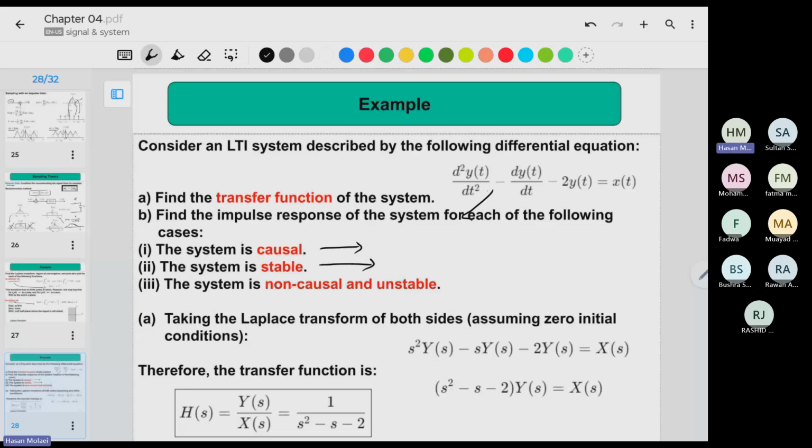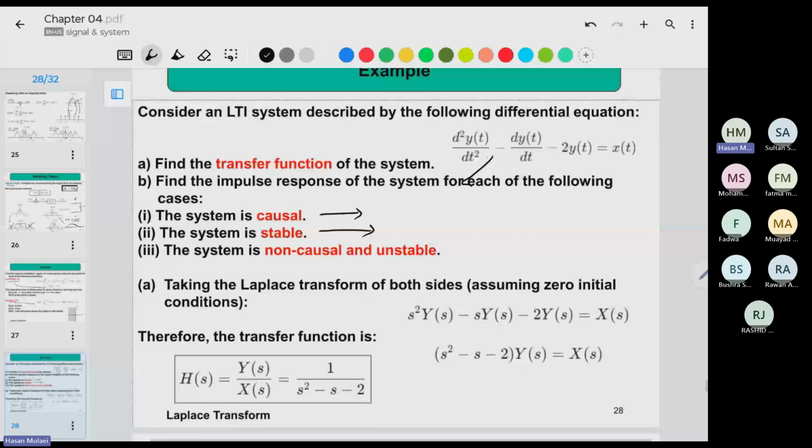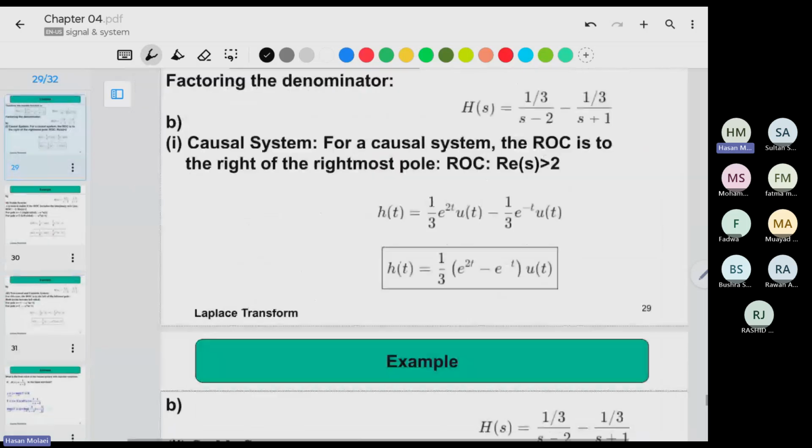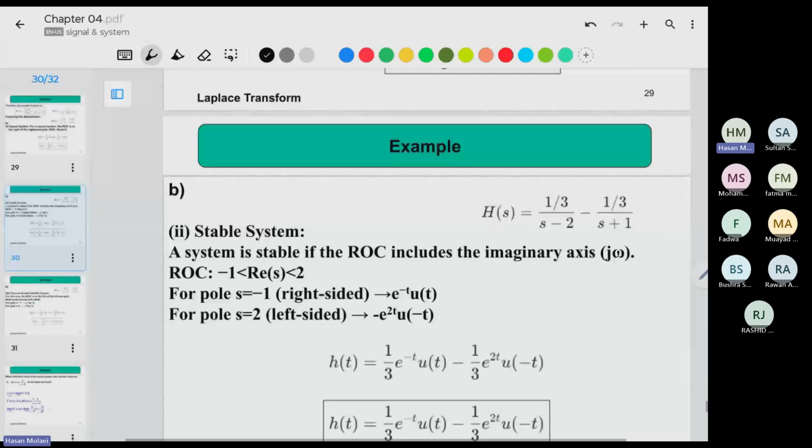Yeah, we talked about it. You are right. If the system wants to be stable, the poles should be in the left side. And non-causal and unstable, none of the above conditions. Yeah, you can see these by yourself.